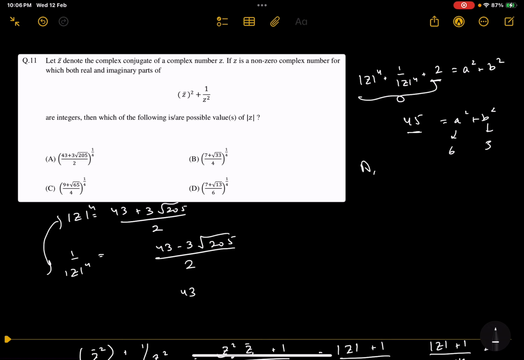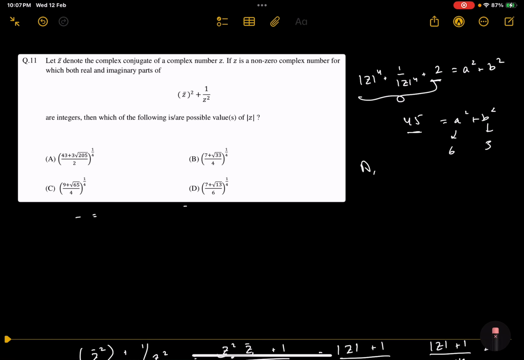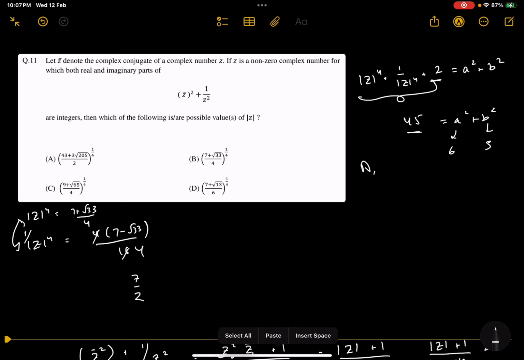What else? So if we have mod z to the power of 4 equals 7 plus root 33 by 4, we'll get 1 by mod z to the power of 4 is 4 into 7 minus root 33, which becomes this. So this plus this becomes 7 by 2, and that plus 2. So clearly that won't satisfy, because it won't be an integer, and a square plus b square is an integer. So B is not correct.